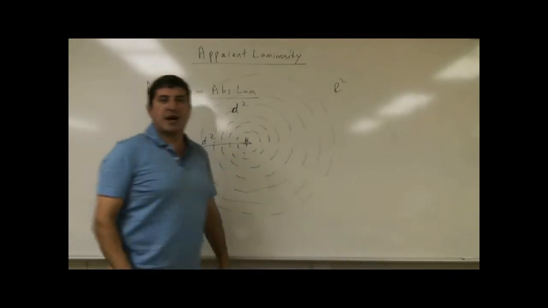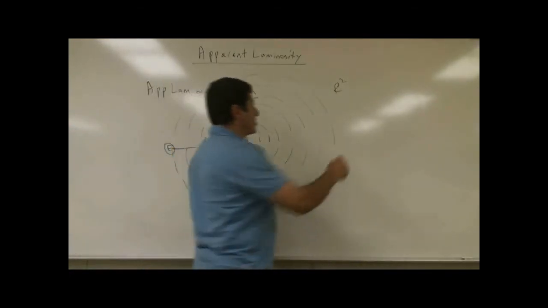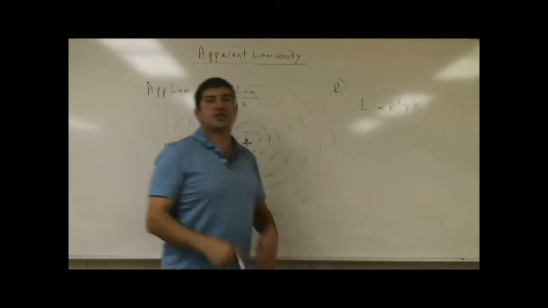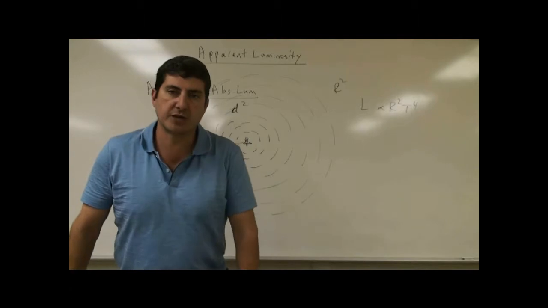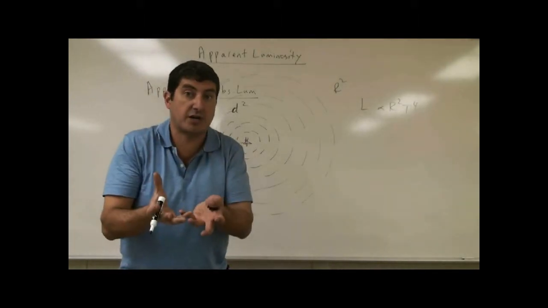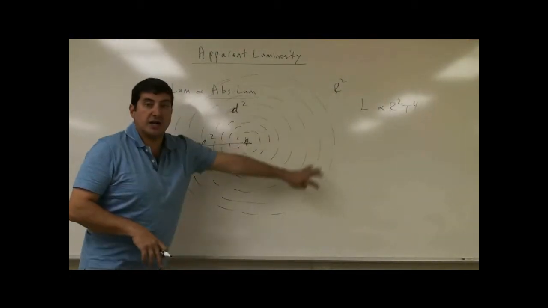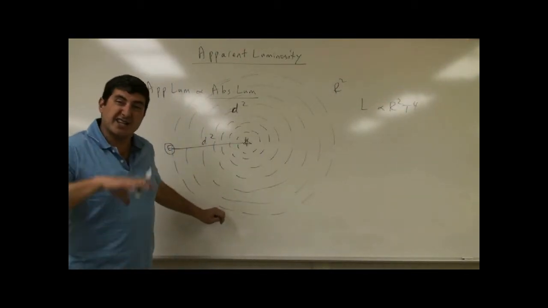Okay? You remember how we talked about the luminosity of a star? L is proportional to r squared T to the fourth. And I said the reason that the Stefan-Boltzmann law works is because the surface area of a sphere is proportional to the radius squared. Well, this is the same concept, except it's in a different way.